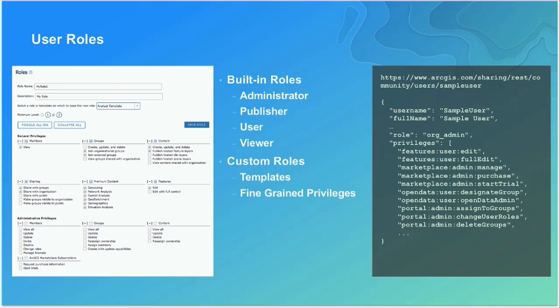There is a regular user who can still create data. They can create maps and they can upload data sets like CSVs and shapefiles, but they can't actually publish services. And then there's a viewer who has read-only access to information, so they cannot actually create anything.